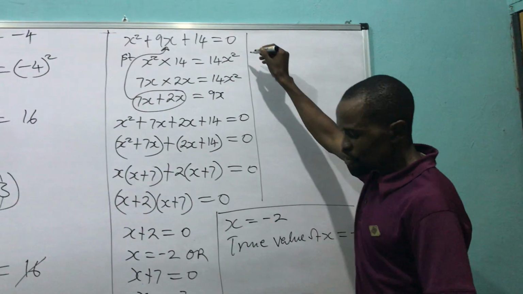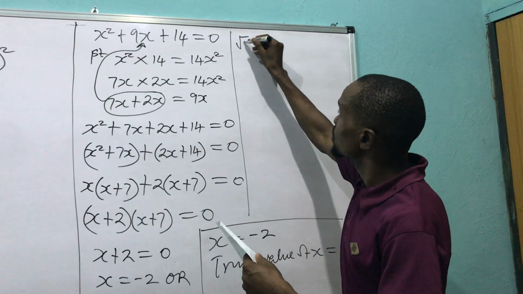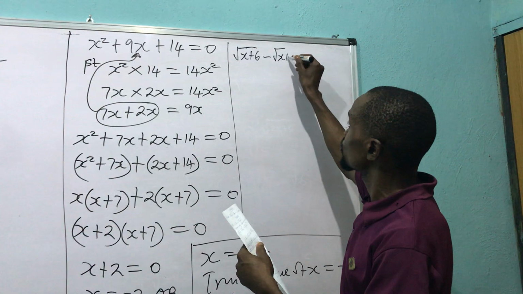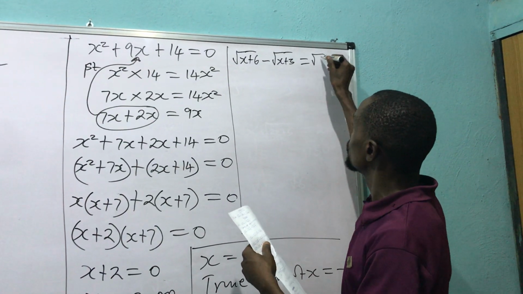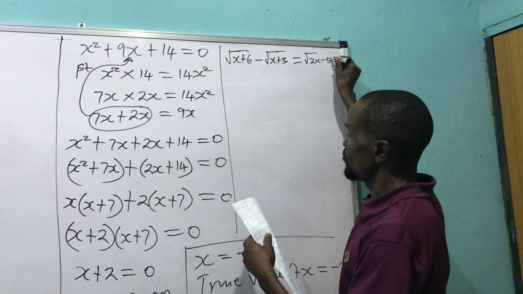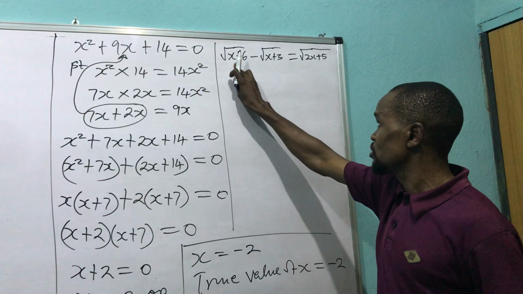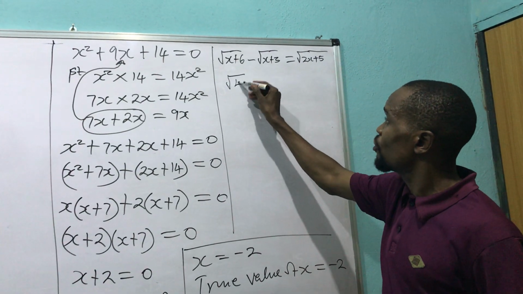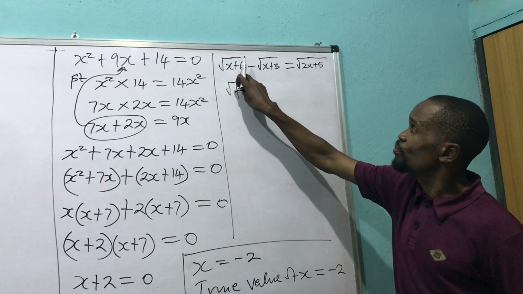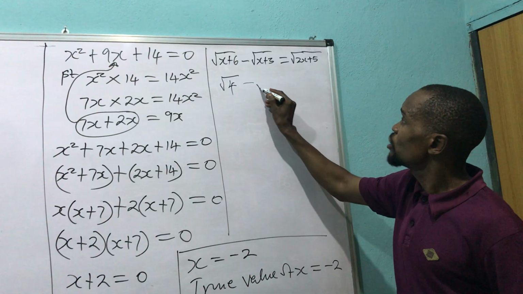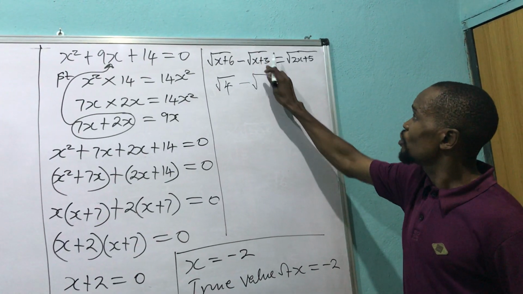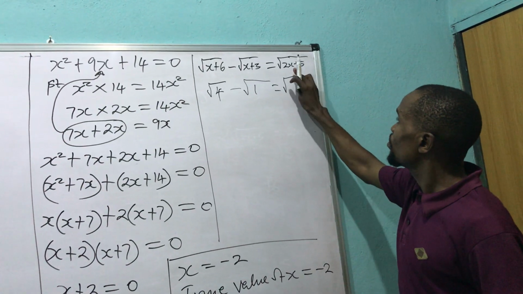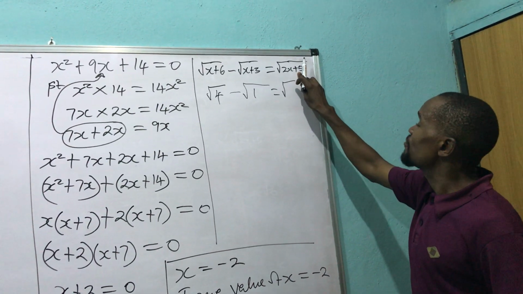Let us see the equation which you say: root of x plus 6, minus root of x plus 3, is equal to root of 2x minus 5, plus 5. I'm going to put x to be minus 2 here. If you put x to be minus 2 here, it will be root 4, because minus 2 plus 6 will give me 4. Minus 2 plus 3 will give me 1. And minus 4 plus 5 will give me 1.